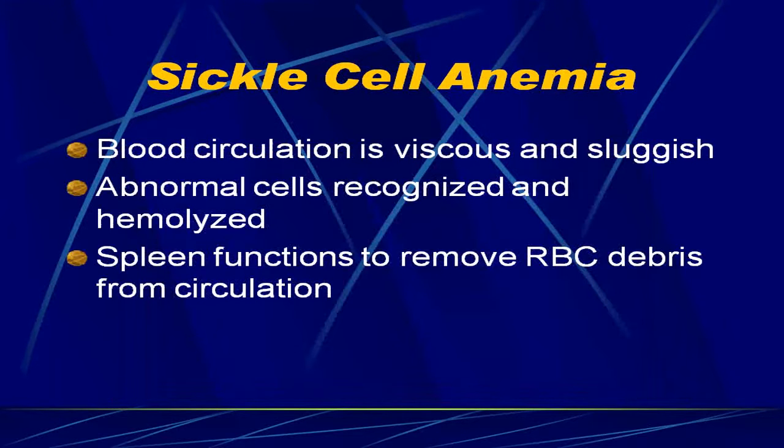When a person has sickle cell anemia, the blood circulation is viscous, which means that it's very thick and sluggish. The person has abnormal cells. Abnormal cells are recognized and they're hemolyzed. The spleen is doing its job. The spleen functions to remove red blood cell debris from the circulation.